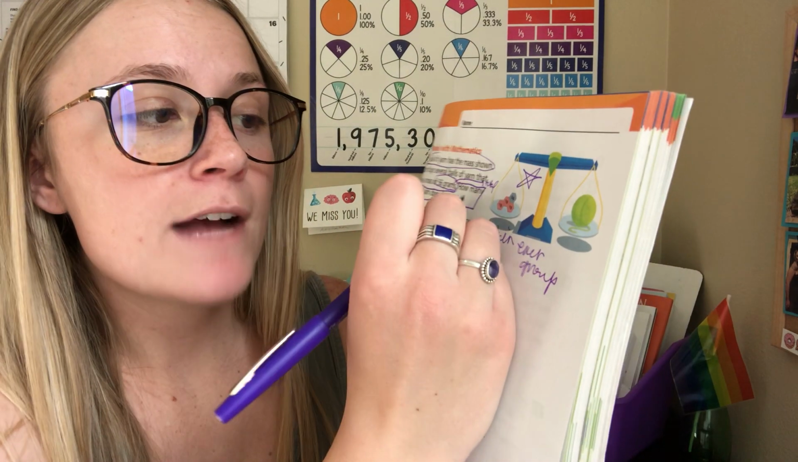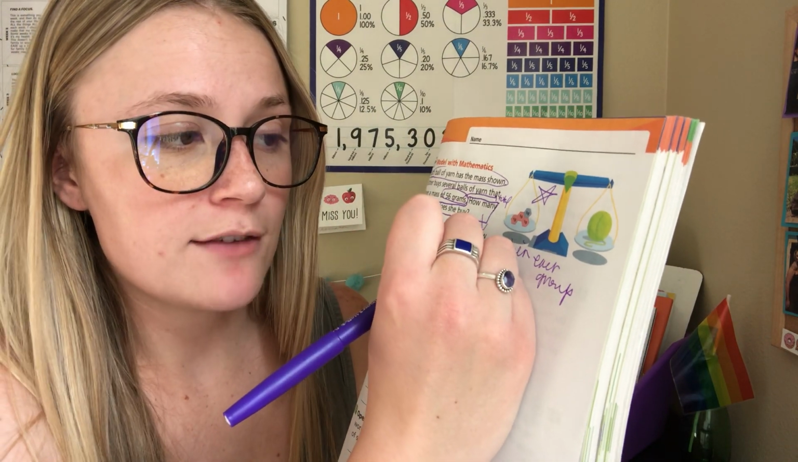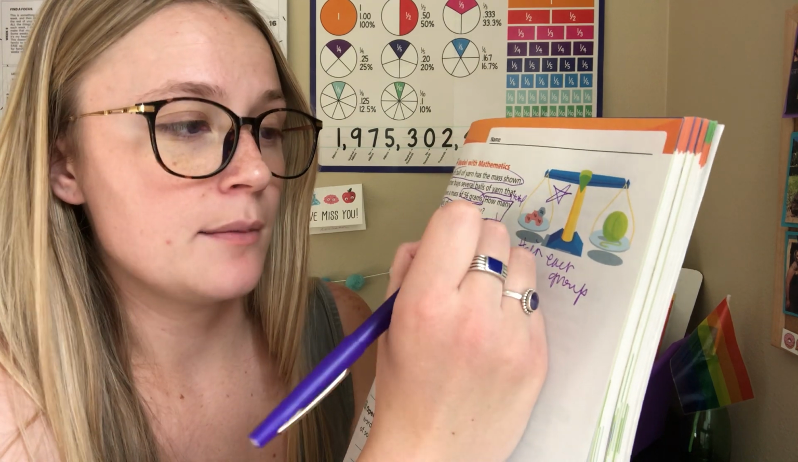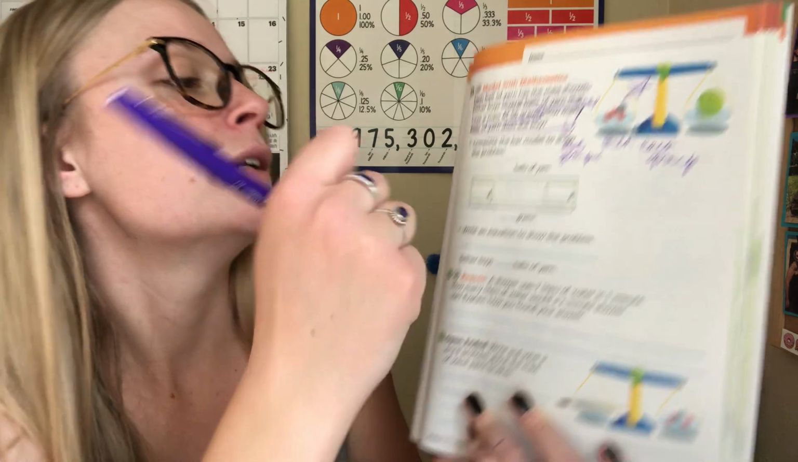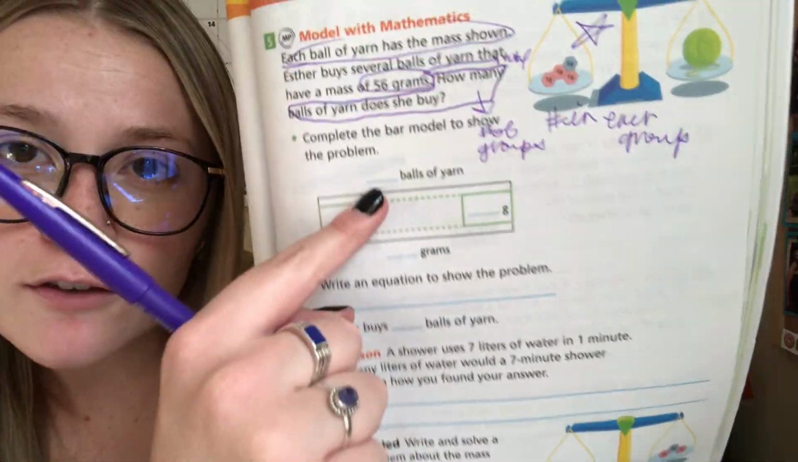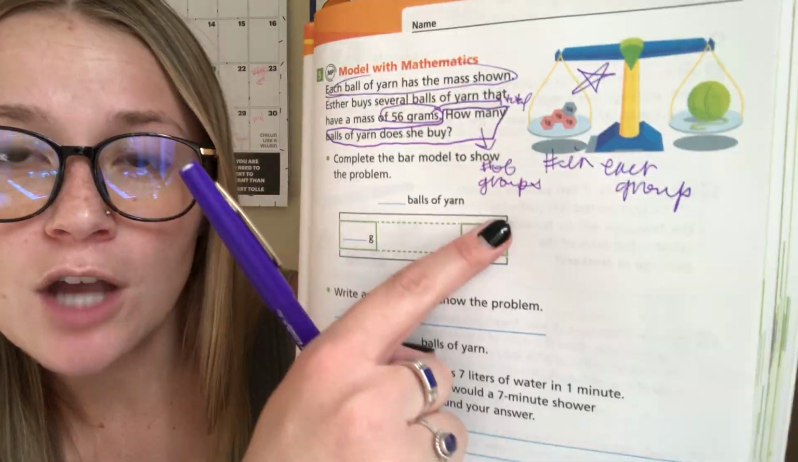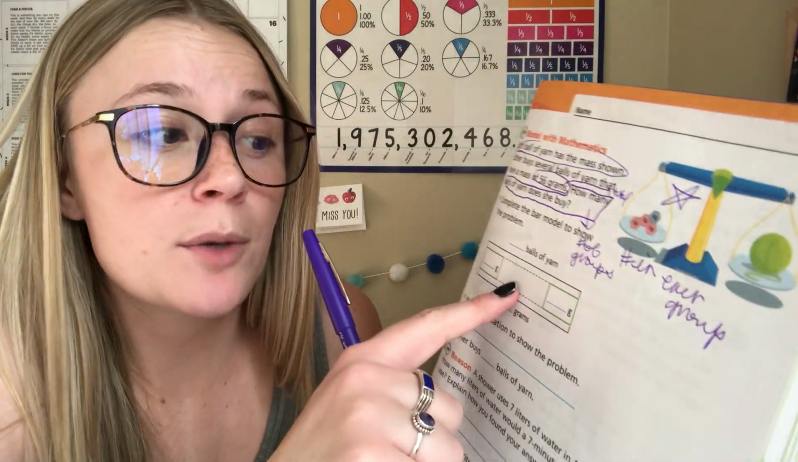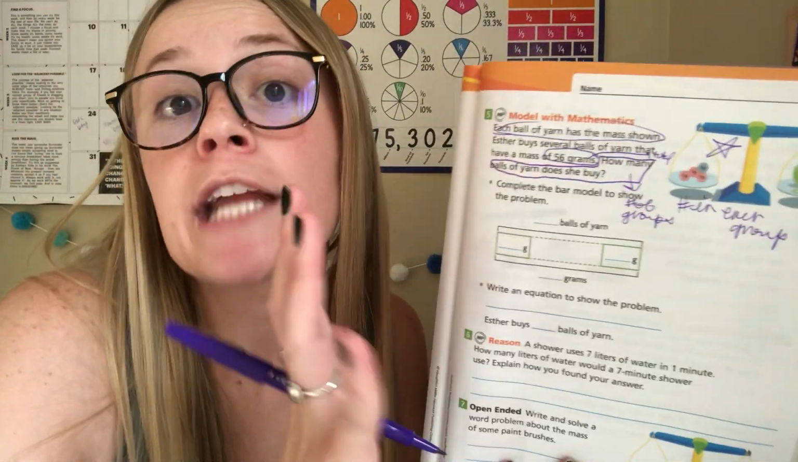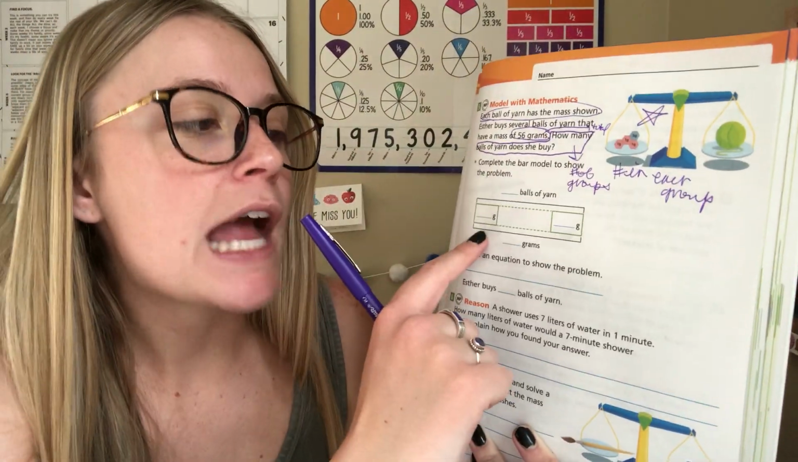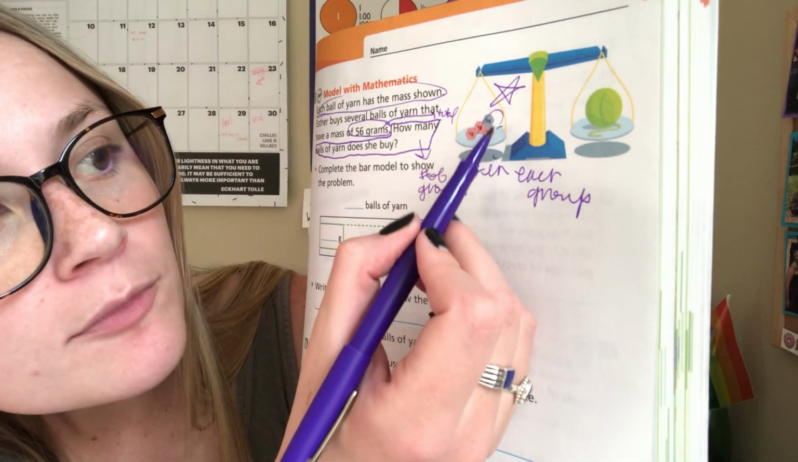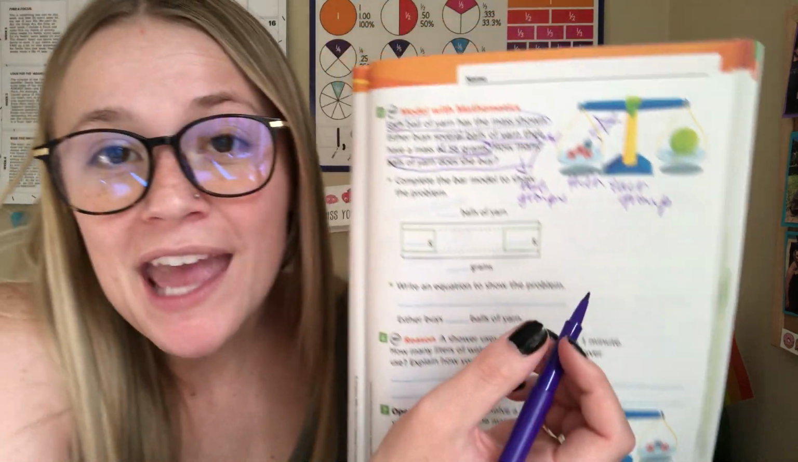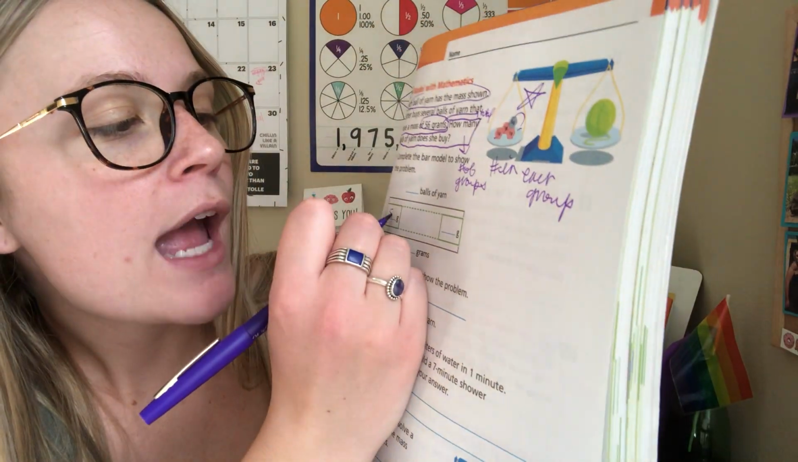And I'm trying to find the number of groups. I'm trying to find the number of balls of yarn. So those are my groups. Okay, so the first part is blank balls of yarn. I don't know how many balls of yarn she purchased yet, so I'm going to fill in what I do know. I do know that each ball of yarn weighs this amount. 5 plus 1 plus 1 plus 1. That would be 8 grams. So 8 grams goes in every box.